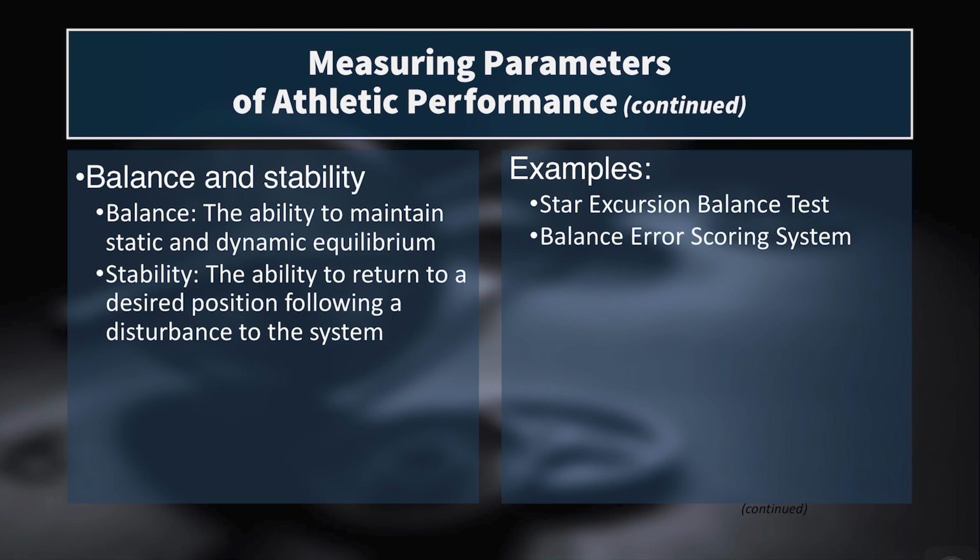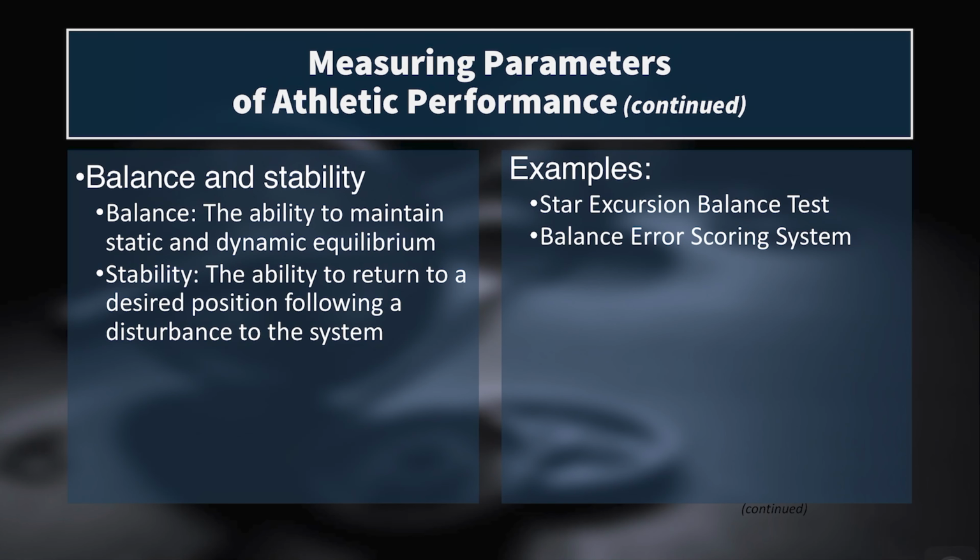And then stability is the ability to return to a desired position following a disturbance to the system. So what happens after the athlete jumps as high as they can and then they land? How quickly can they return to standing or return to an athletic stance? Or after they're sprinting, how quickly can they get back there? Or on some sort of Y balance test, can they return back to the starting position? Some examples here are the STAR excursion balance test and the balance error scoring system.